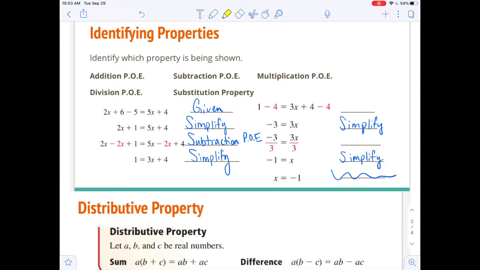Same idea over here. I went from 1 equals 3x plus 4, and then I just subtracted 4 from both sides, so that'll be subtraction property of equality.